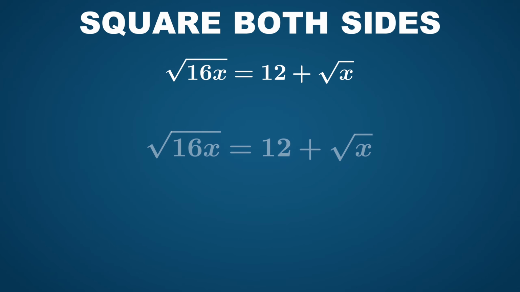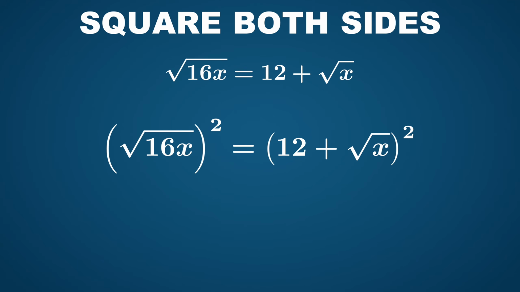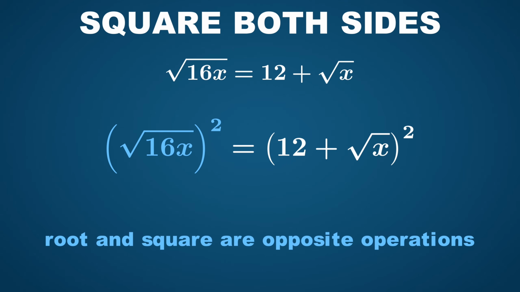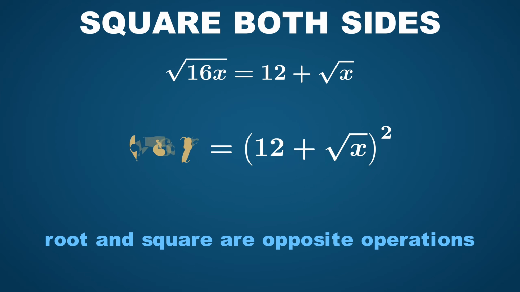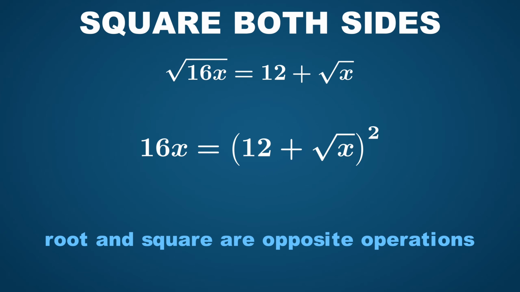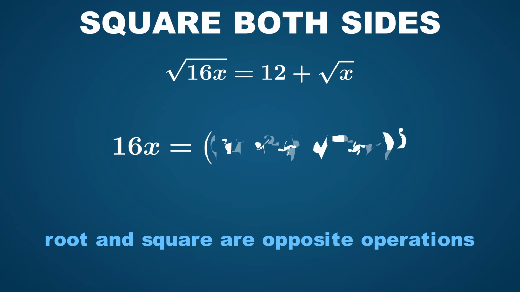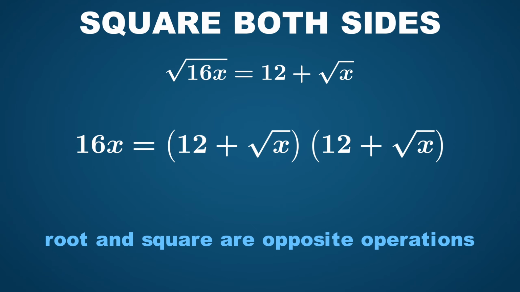With one radical alone, we square both sides of the equation. If two quantities are equal, their squares are equal as well. On the left, squaring undoes the square root completely. The radical and the square are opposite operations, so the left side becomes exactly 16x, with no radical left. The right side is 12 plus root x, multiplied by itself.